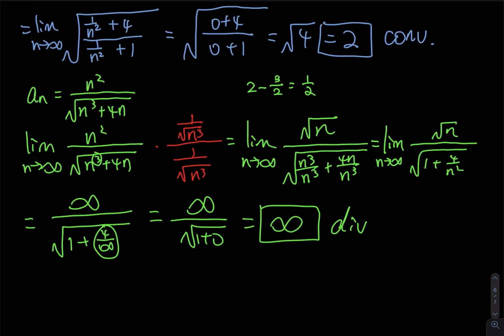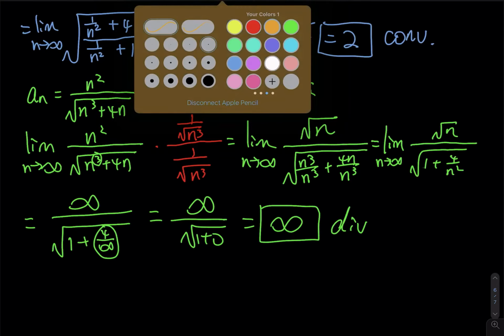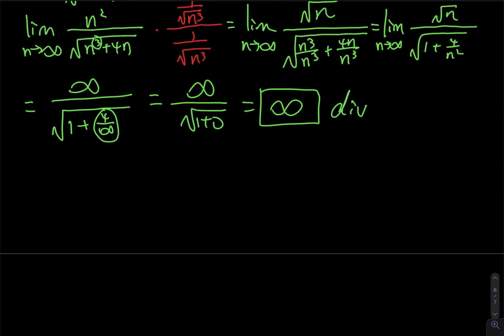The last one is pretty interesting. So let's take a look at the last one. The last one, you have a cosine square. So a_n equals cosine square of n divided by 2 to the n. So 2 raised to the nth power.